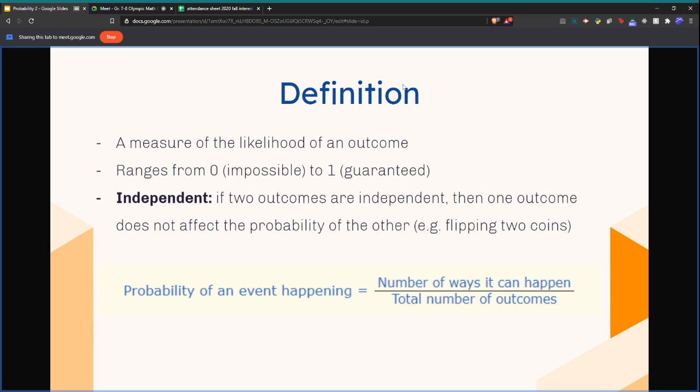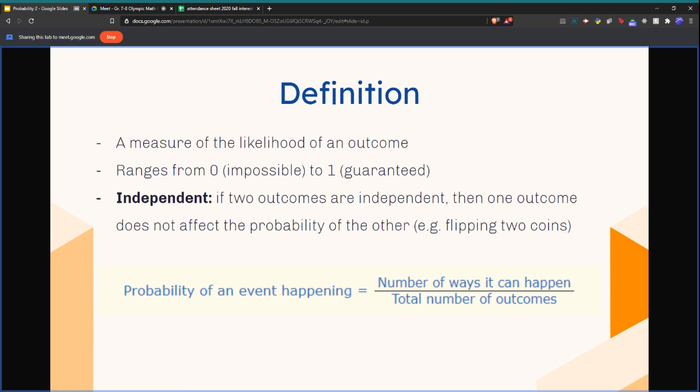Okay, here we go. For those who have never heard of the term probability before, here's the definition. It's just a measure of the likelihood of an outcome, so how likely or unlikely something is to happen. Usually, if you express probability as a number, it ranges from 0 to 1. 0 means impossible, so this outcome will never happen, and 1 represents that it's guaranteed this outcome will happen. So probability will be between those two numbers, or it could be one of them.